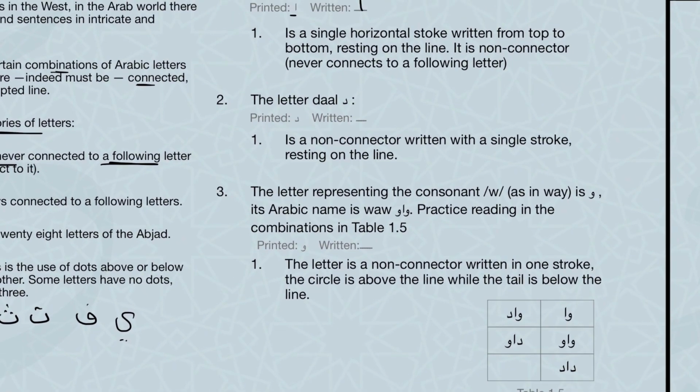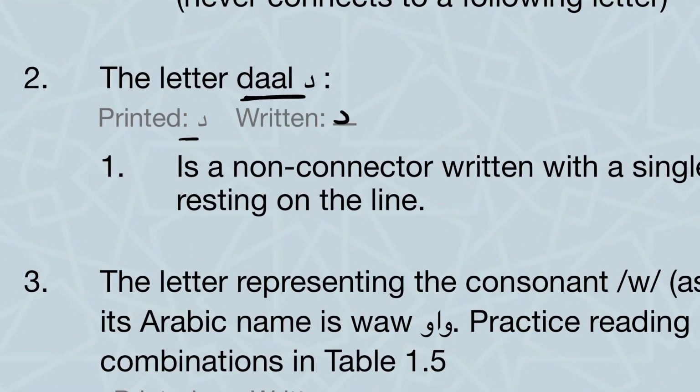And the one we've learned before is the letter dal. The printed form is as you see, and the handwritten form is very simple. If I zoom in, I write it again, it's basically just a kind of acute angle. Not that acute, but more of, I don't know, a 70-degree angle.